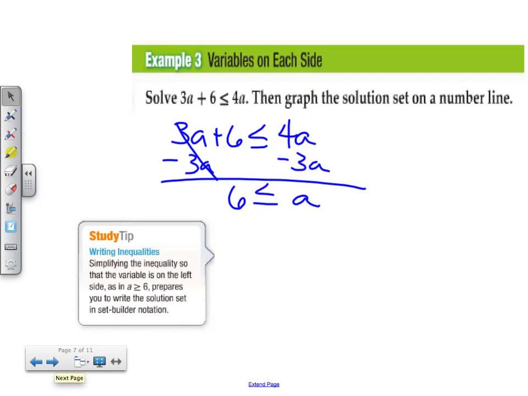Now, although we didn't do it here, do remember that as a general rule, it is a good idea to keep the variable on the left side of the inequality, because then it's easier for you to write it in set builder notation. We'll come across that again later, but that's just something I wanted to make a note of for you, and we'll talk about it again later.